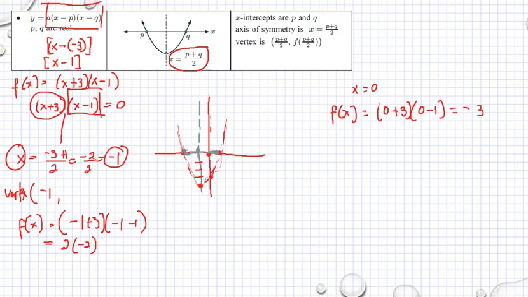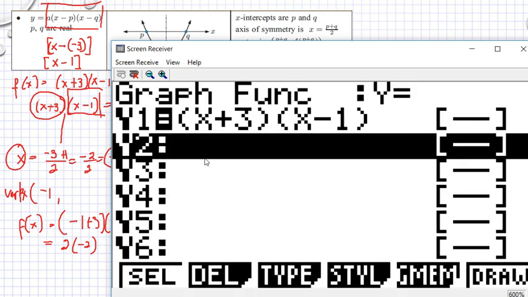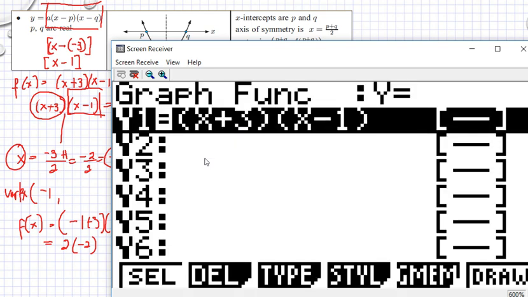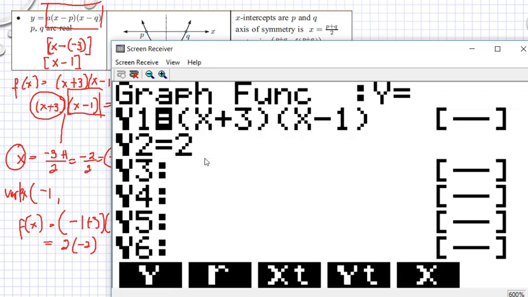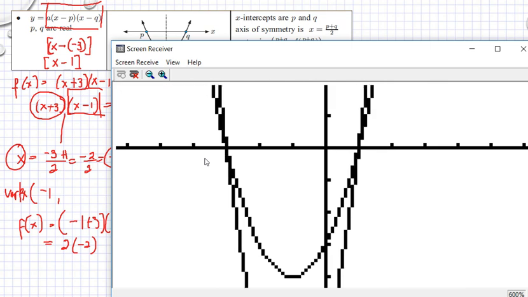So if I'm going to use my calculator now, I will show you my calculator. It is like this. Now, it's very similar. I'm just going to show you how this changes. If I put 2 outside, then x plus 3, x minus 1, we'll see what happens. Draw. You see that my vertex axis of symmetry is the same.